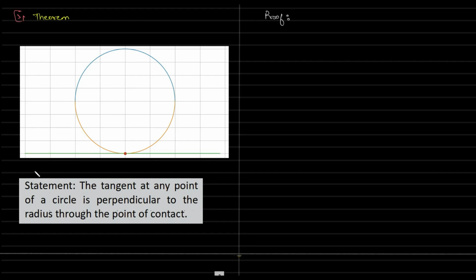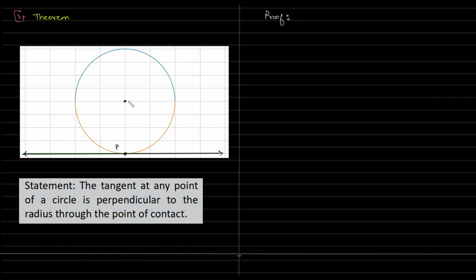I'll just explain what they're exactly talking about. So we have a tangent over here. That is a line, a secant which touches the circle at a single point. So this is touching the circle at this point. We'll call this point P.